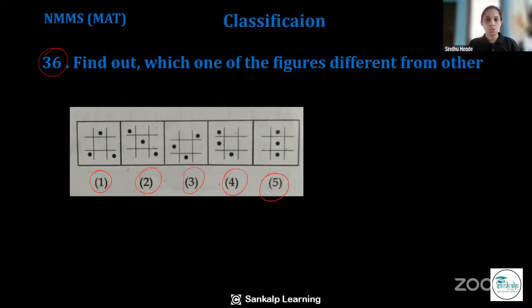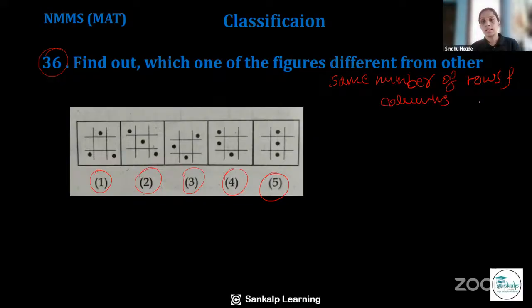Look at this image. Here the images show that they divide into some rows and columns, then place some dots inside that. But the common thing is all the images contain the same number of rows and columns, with the same number of dots.